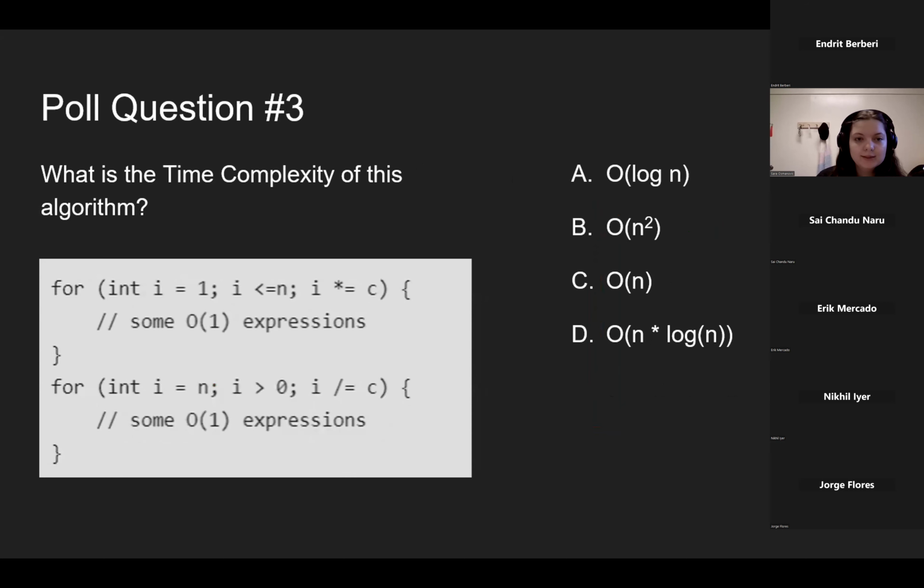Next question. What is the time complexity of this algorithm? So we have the first for loop, it goes until n, and is multiplied by some constant c each execution. And then we have the second loop that will still run n times, but is divided by some constant c until it reaches a number greater than 0, the smallest number close to 0.